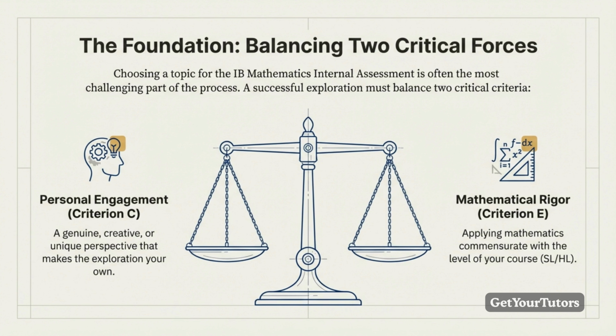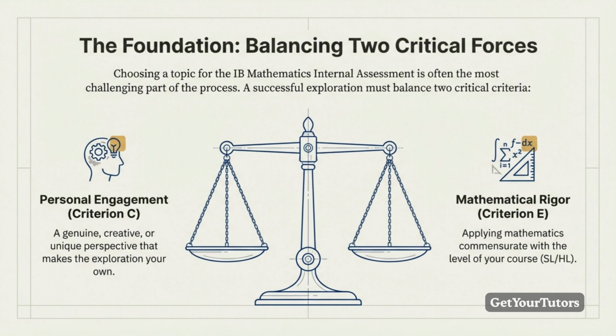Okay, so if the scale tips too far toward engagement, you get a really fascinating essay about, say, the geometry of your favorite building, but the math is just too simple. And if it tips too far the other way, toward rigor, you're just solving textbook problems. There's no originality. A Level 7 lives right in that perfect equilibrium. That's the goal.